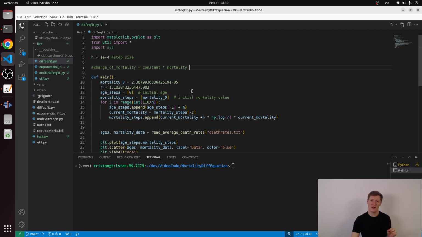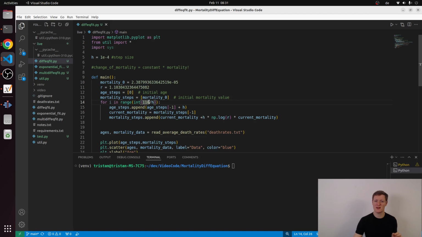We take from our exponential fit our mortality at age 0 and our accumulation factor, because we know we need these to afterwards fit the actual data. If we don't use these, we will still get an exponential function. It just won't be the correct one to fit our data. We have two lists, one for age, one for mortality. We start at age 0, we start with our initial mortality. And afterwards, we're going to step for 110 years.